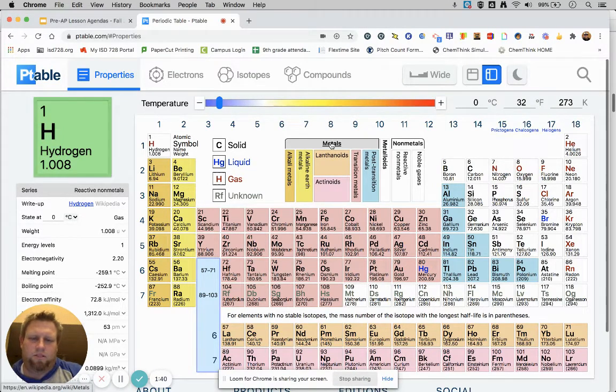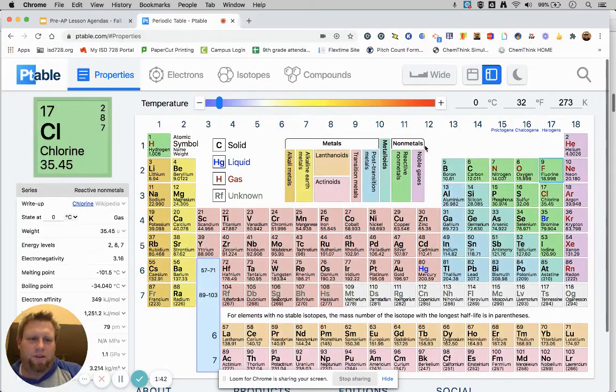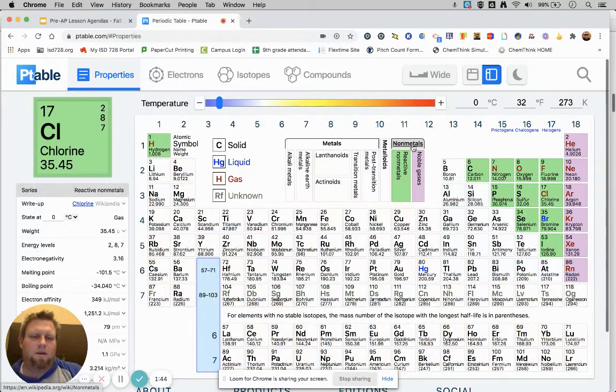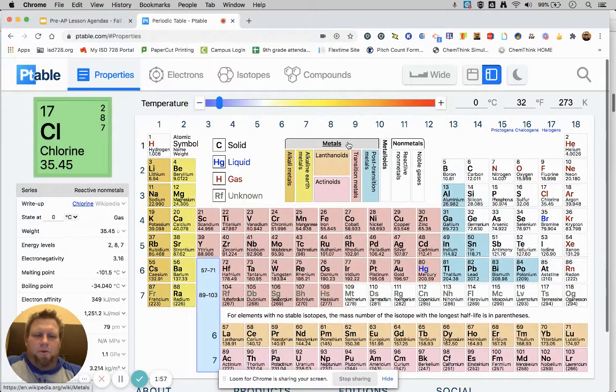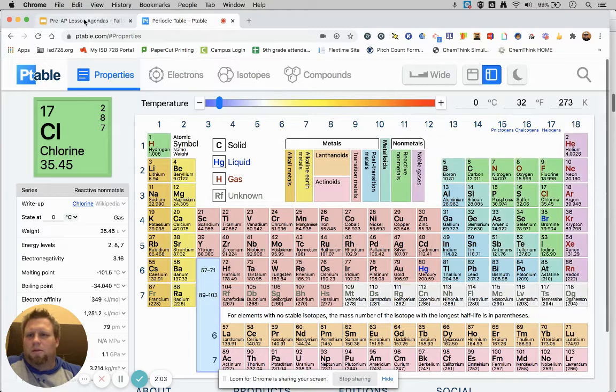Really, it's just the right side over here, which is your non-metals, the green and the purple ones. Those would be the ones that are not metals. And then you have your group of metalloids here as well in the middle. Those would not be considered metals, but you can see that most of the periodic table is made up of metals. So that's where we would find the metals on the periodic table.